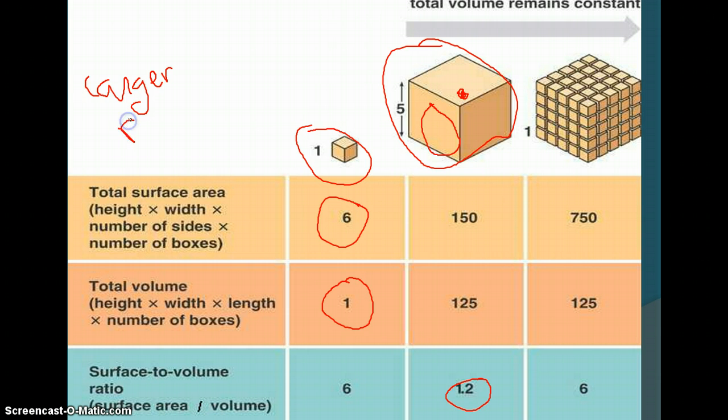Larger ratio, that is the key here. You want that larger ratio because it makes the cell more efficient.